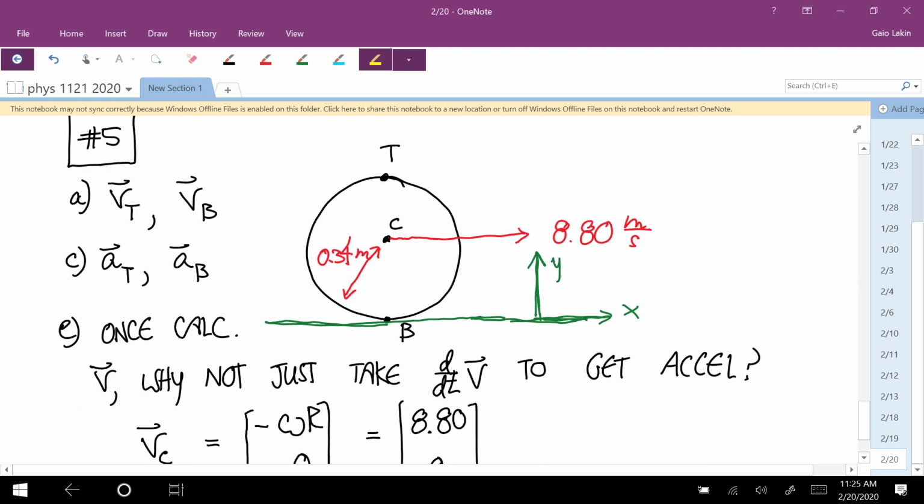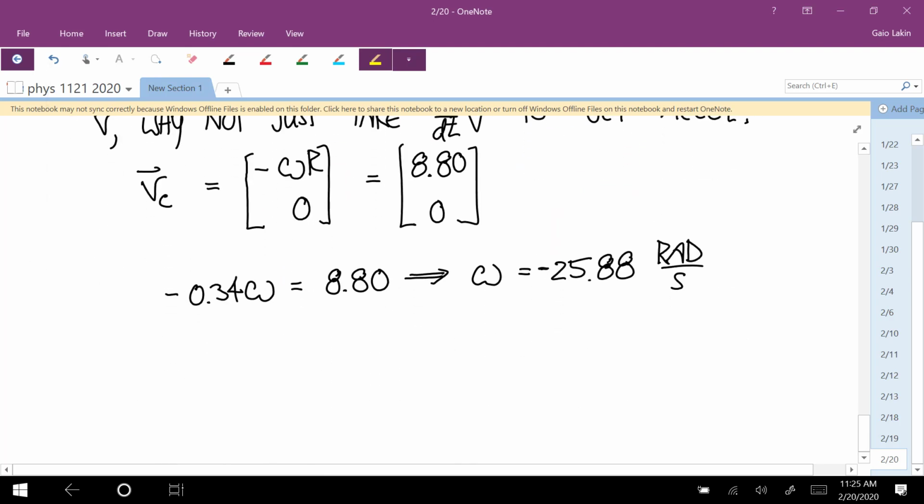But it didn't ask for the angular velocity, so why did we do this? In order to calculate the velocity vector of the top point or the bottom point, any point on the wheel, we're going to use relative motion, and we're going to have to know that angular velocity. So now we can say that the velocity of the top relative to the ground is equal to the velocity of the top relative to the center plus the velocity of the center relative to the ground.